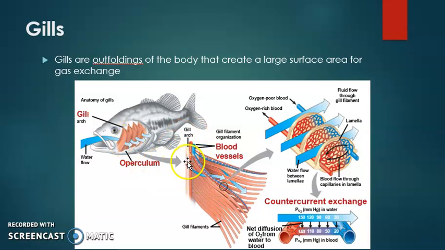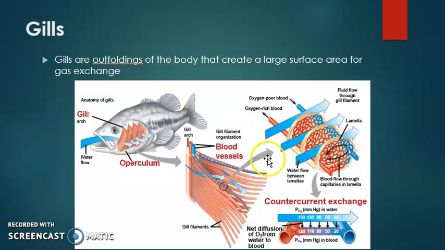Here you can see in the diagram that this is the blood vessel in the gill arch, from which outfolds are created, which we call gill filaments. And here water moves. This is oxygen-poor blood which is coming here from the heart, and when it passes through and makes a network here, the blood is oxygenated and becomes oxygen rich and then goes towards the body.